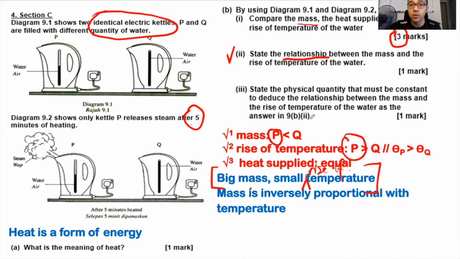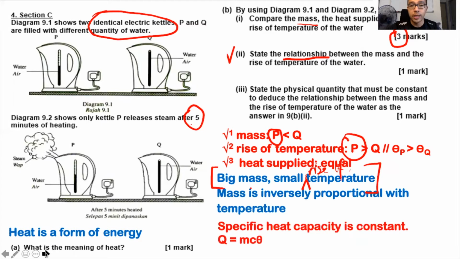So what is the physical quantity that must be constant? It is the specific heat capacity, because both are using water. Specific heat capacity must be constant so that this relationship works.